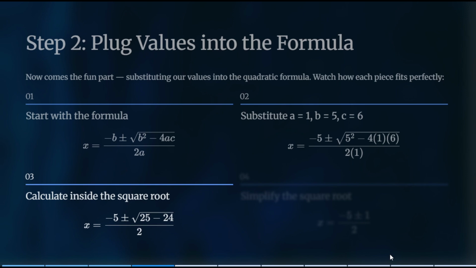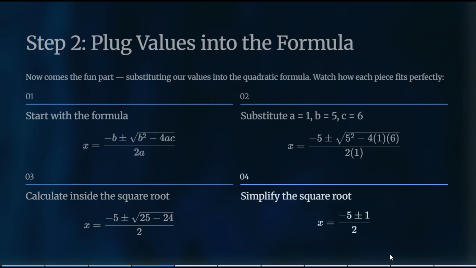Then we can calculate the inside of the square root. So 5 squared is 25, and 4 times 1 times 6 is 24. Then if we simplify the square root, 25 minus 24 is 1, and the square root of 1 is 1. So we get x equals negative 5 plus or minus 1, divided by 2.